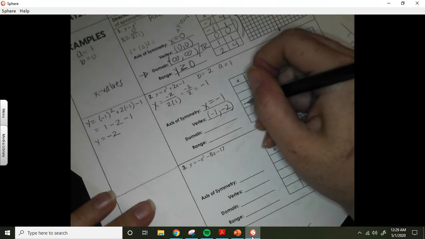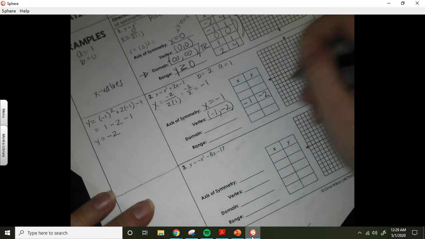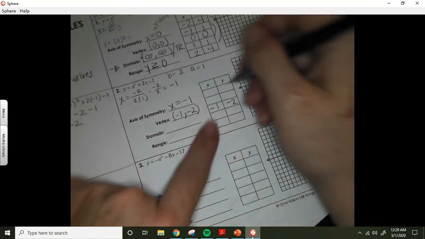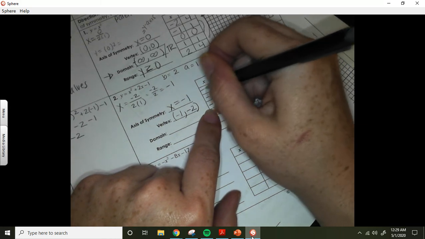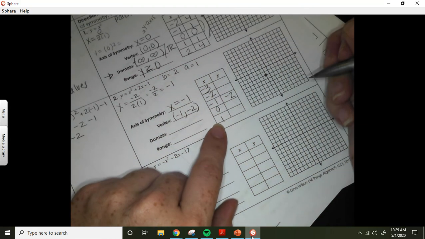So we're going to put our vertex in the middle. Negative 1, negative 2. So this is where our graph starts. And then we're going to fill in some spaces after. So to the left here, we have negative 2, negative 3, 0, and 1.